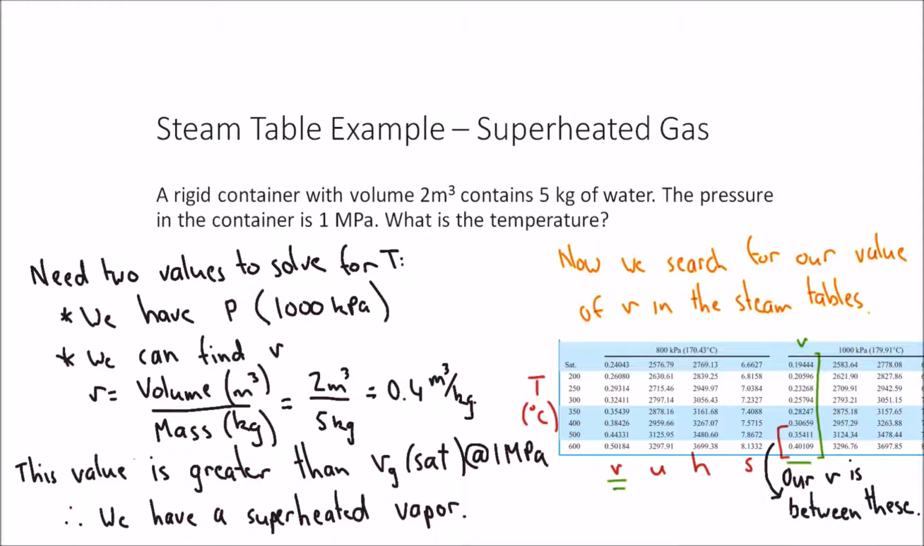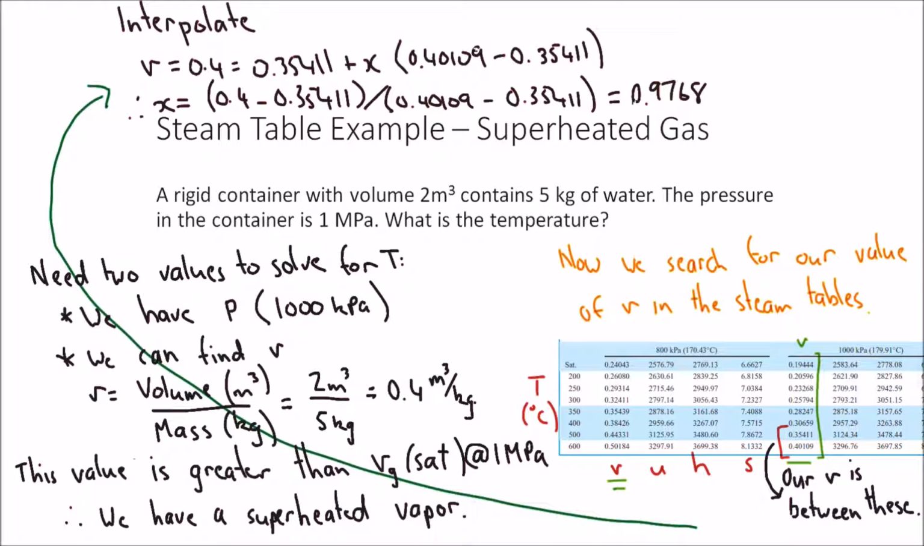We can see that it must fall between 500 and 600 degrees C, because the specific volume at 500 degrees C is 0.35, and the specific volume at 600 degrees C is about 0.4. So we know our temperature must be between these because our V is between these. So we need to perform a simple interpolation. We know that our value 0.4 is going to lie somewhere between 0.35 and 0.4, where x represents the fraction along the distance that is. So we can solve for x quite simply.